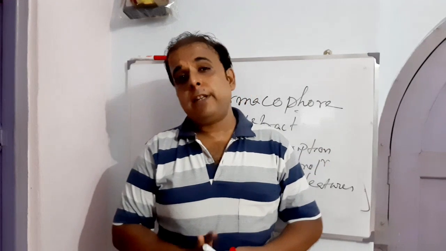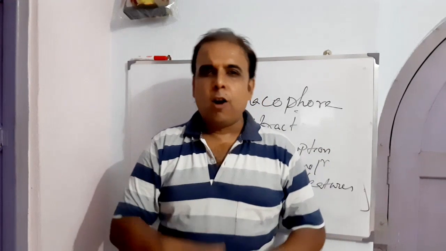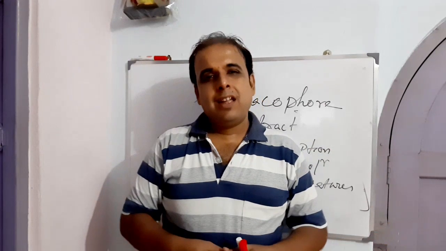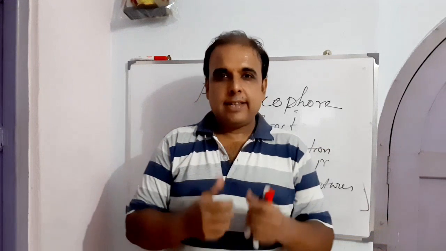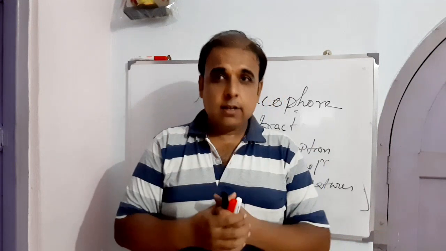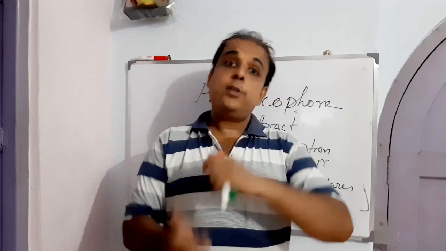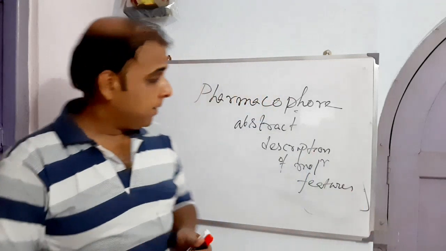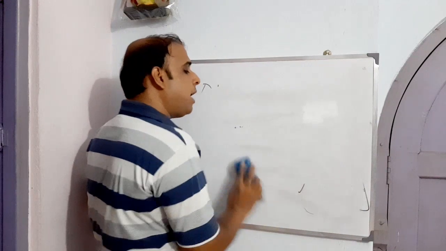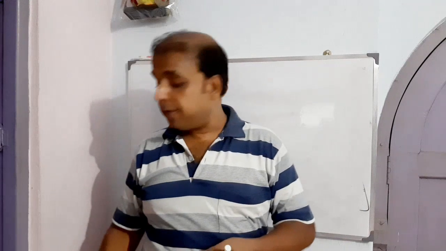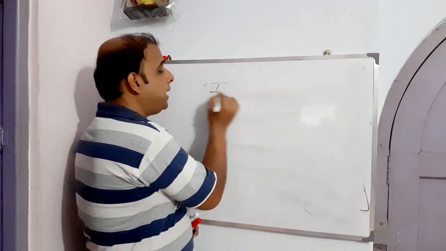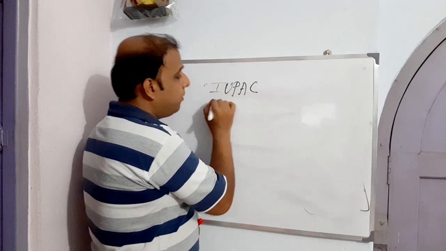But if we deal with the official definition of pharmacophore, as per IUPAC, IUPAC defines pharmacophore as an ensemble of steric and electronic features which are necessary to ensure the optimal supramolecular interactions. Here I am using the term supramolecular. So what is that supramolecular? Now I am dealing with the official definition of pharmacophore, the official definition framed by IUPAC.